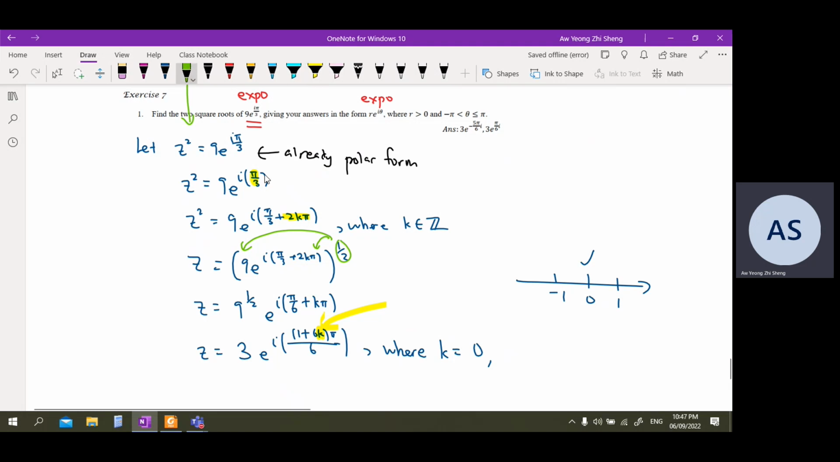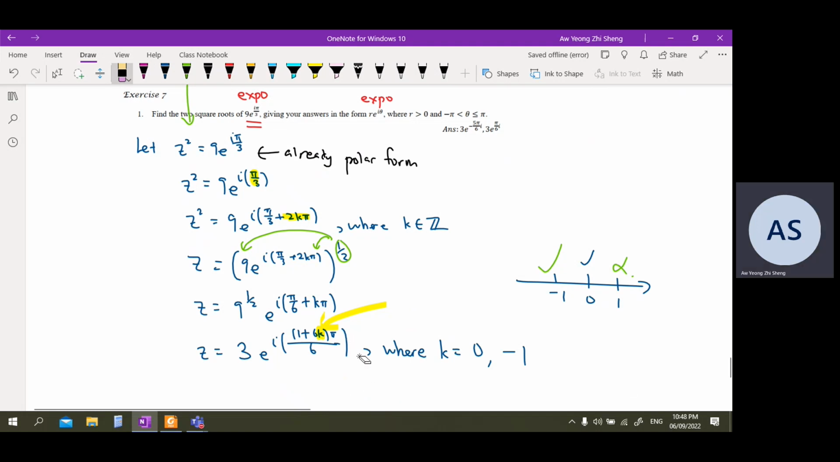Okay, when I sub k equals 1, I will get 7 pi over 6, which is beyond pi. It's beyond pi, therefore it's not in principal range. So if 1 shouldn't be taken, -1 must be the one. So I will take -1.